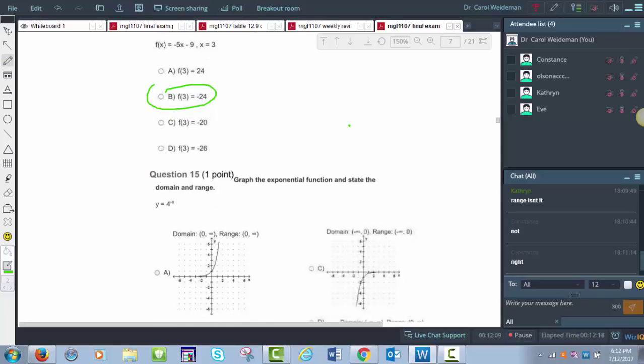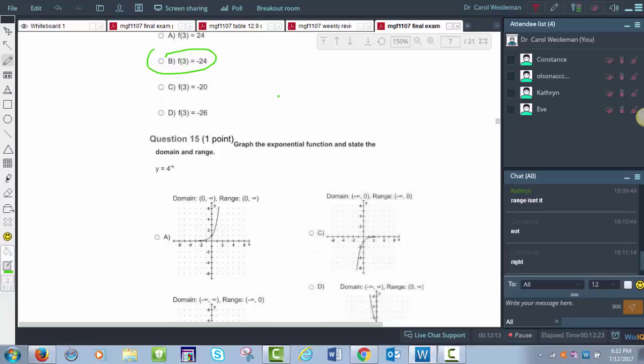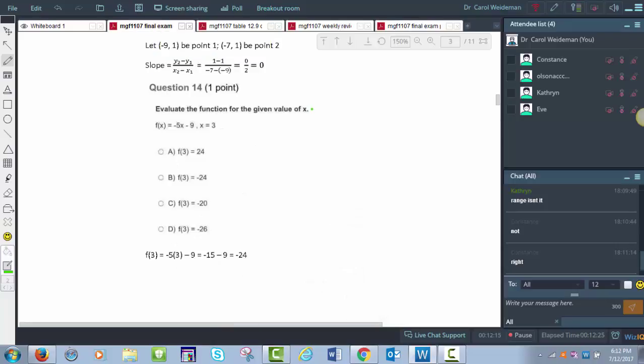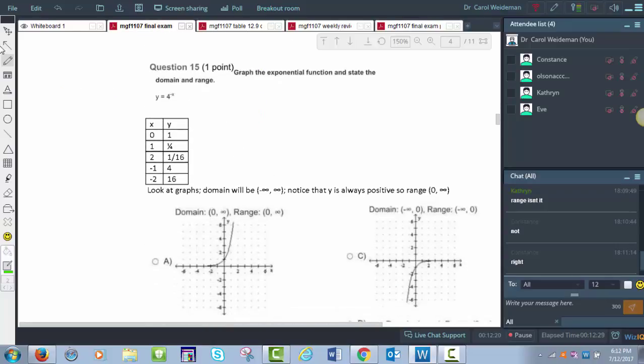All right, so somebody brought this up before. Find the domain and the range. It says graph the exponential function and then give the domain and the range. So let me pop over here because we have to do a little bit of work on this one. The first thing I did was pick some x values and find the y values so I get an idea of what this looks like.